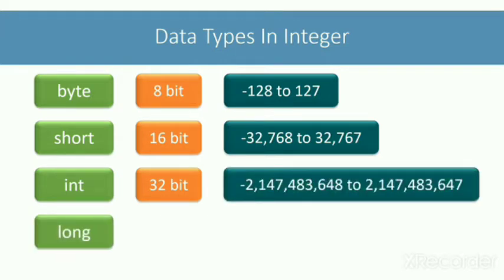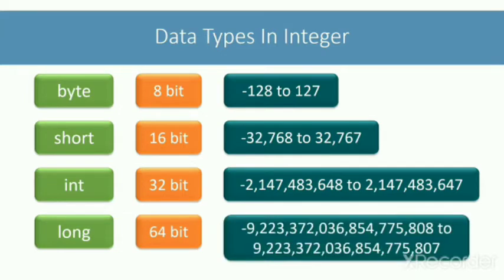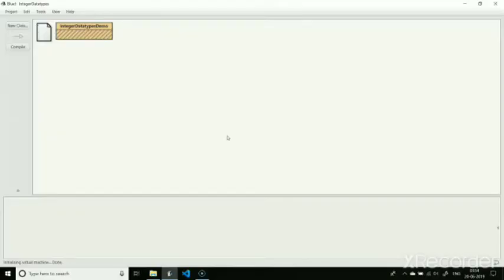Long, as the name suggests, is used to store really long numbers. It has a size of 64 bits and can store whole numbers in this huge range. Let's go to BlueJ and write a program using integer group data types. I have coded this class IntegerDataTypesDemo to demonstrate integer data types.